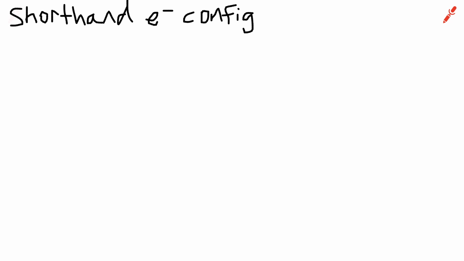So let's talk about shorthand electron configurations now, which is a way of shortening up how much we have to write down in the end. We sometimes also call these noble gas configurations because it's the way that we're going to shorten it up by writing a noble gas. So let's take a look at an example one.